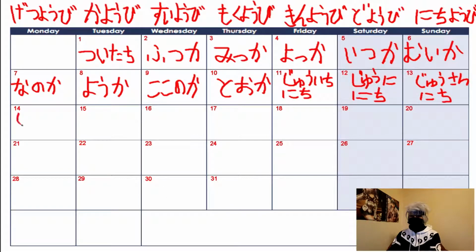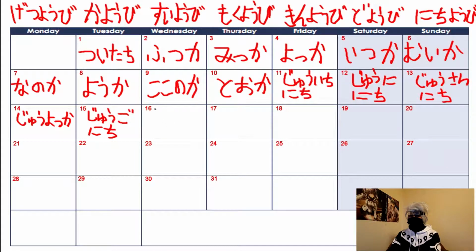14. So this is special. So that's 14. So how about 15? That's 15. Add nichi. Just have to add nichi.